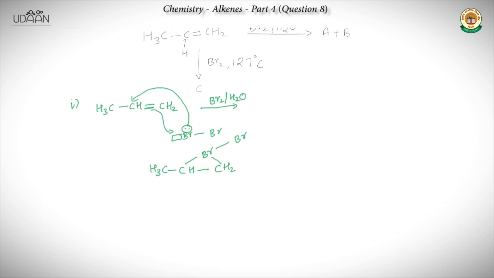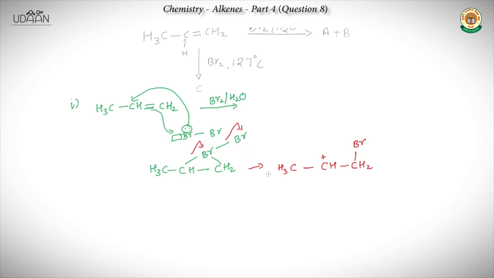Now, come to the next part of it. This is a 3-membered ring which is highly unstable. So this ring leaves away. This one also leaves. You will get a positive charge here, and bromine here.